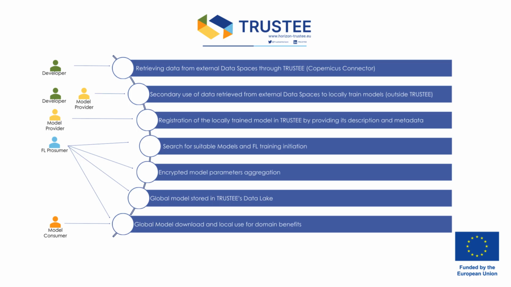In this demonstration, 3 sequential stages are showcased: external satellite data acquisition via Trustee's Copernicus connector, registration of locally trained AI models as part of Trustee's distributed model sources under governance and compliance frameworks, execution of a federated learning process where encrypted model parameters are securely aggregated to produce a global model.